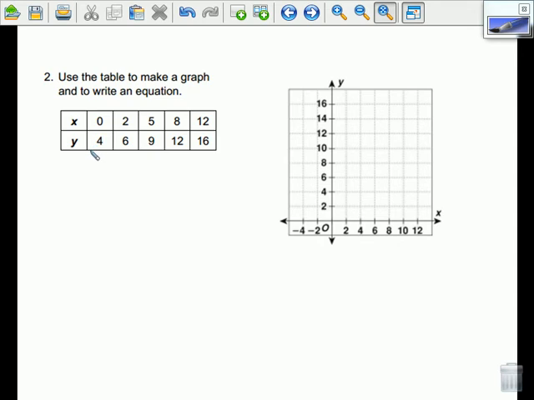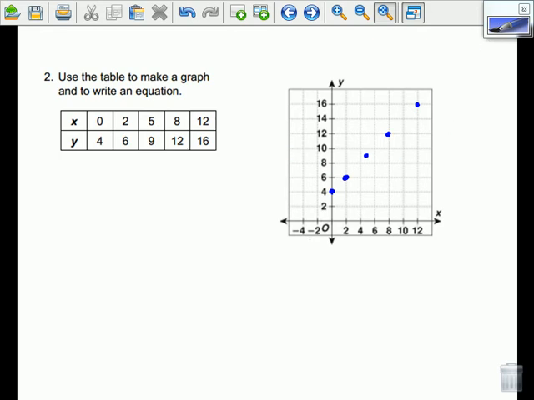So the first thing I'm going to do is make the graph, and I'm going to plot these points. At 0, it's 4, and at 2, it's 6, at 5, it's 9, at 8, it's 12, and at 12, it's 16. Now, I don't know if this is continuous or if this is discrete because I don't have a situation surrounding it.